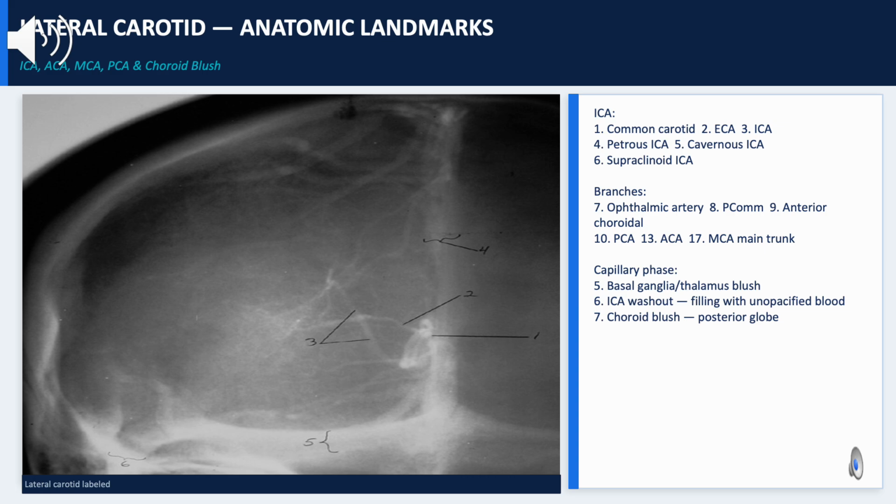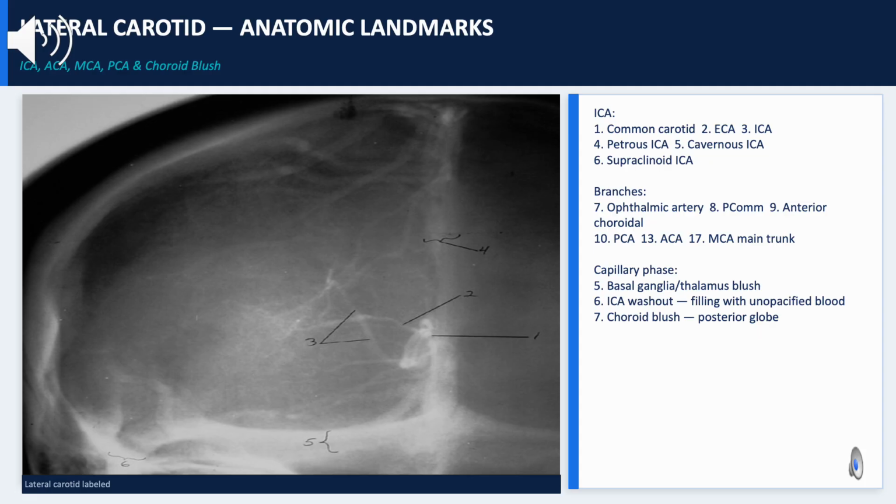Key branches. The ophthalmic artery (7) should be the first branch after the ICA emerges from the cavernous sinus. The posterior communicating artery, PCOM (8), connects to the posterior cerebral artery. The anterior choroidal artery (9) supplies the choroid plexus, hippocampus, and internal capsule. It is one of the most dangerous vessels to inadvertently embolize.